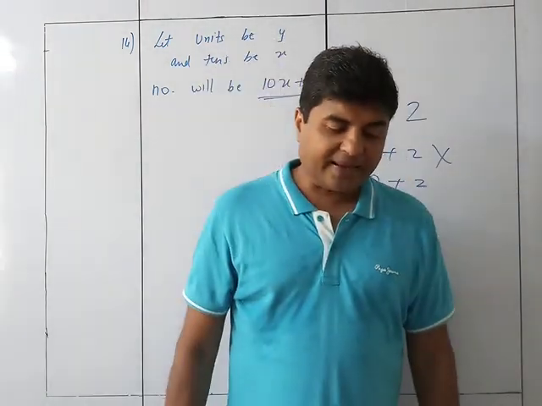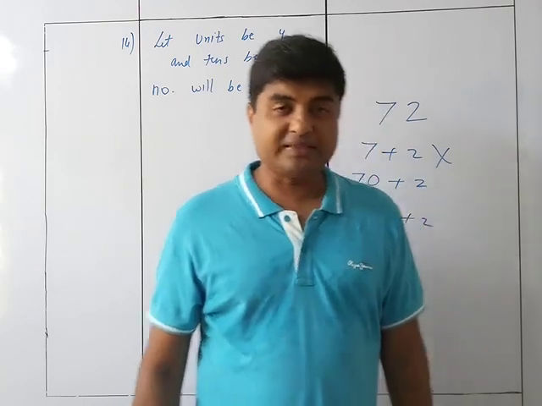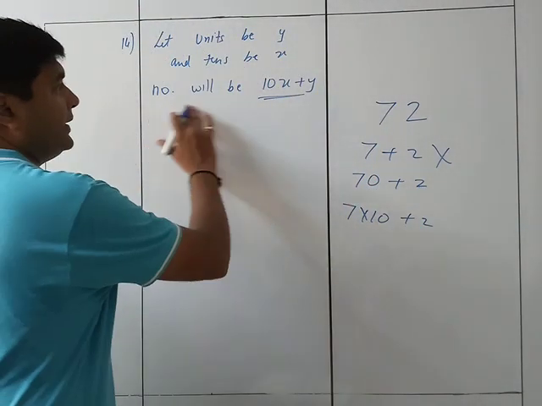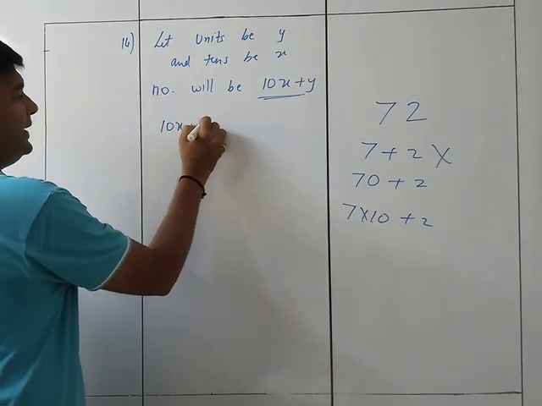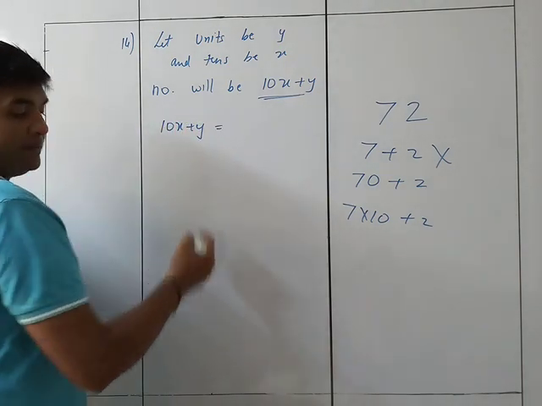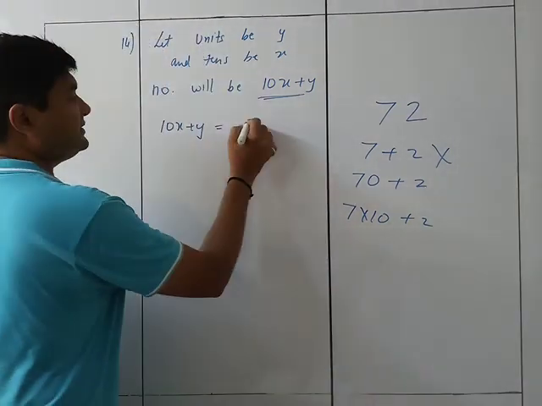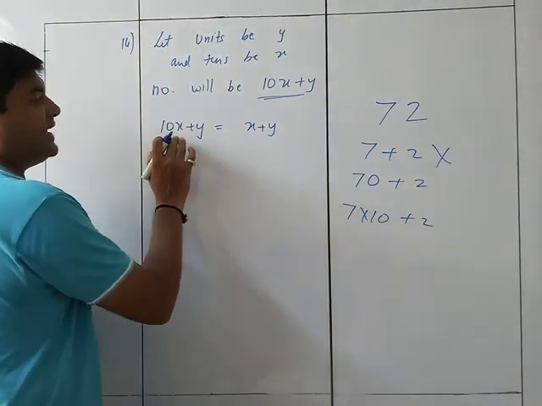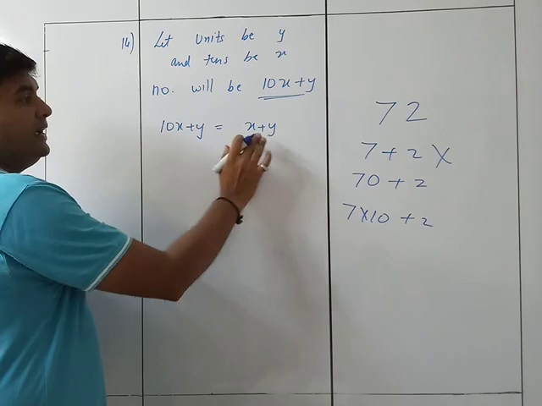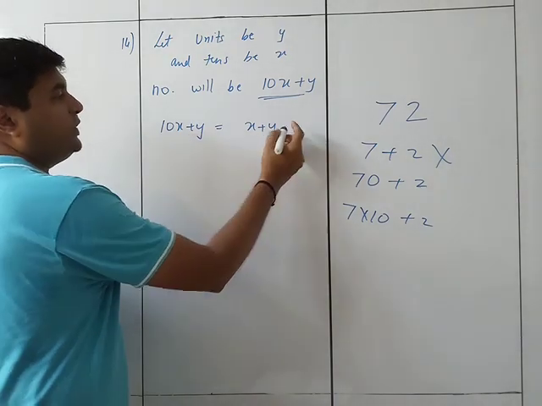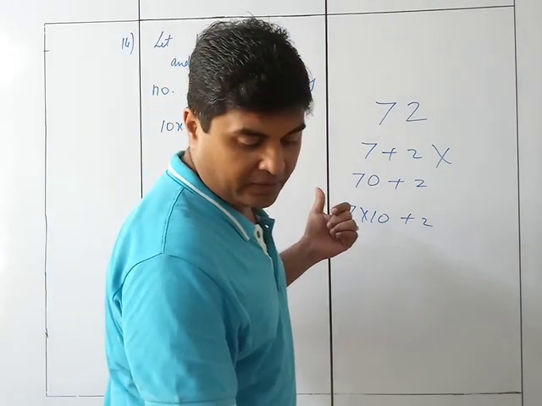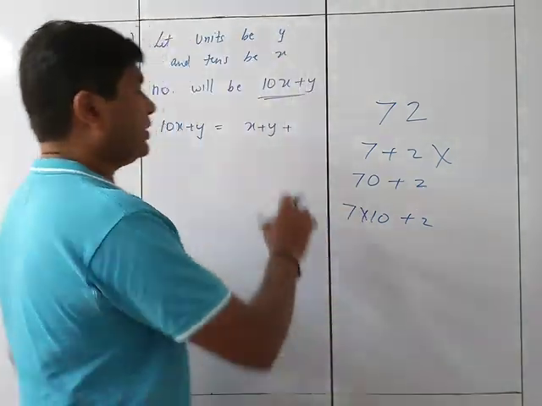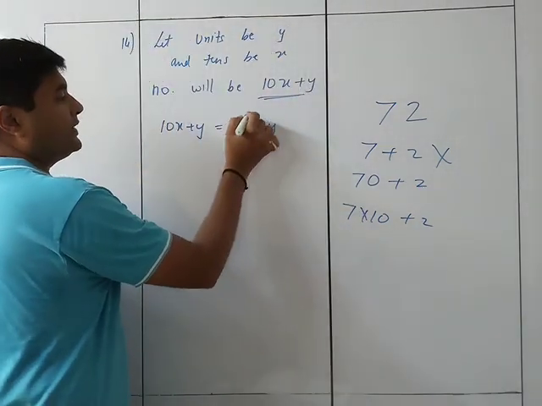A number of 2 digits exceeds 4 times the sum of its digits by 6. So it is given that a number of 2 digits exceeds, so this is 10x plus y is equal to, they are given a sum of the digits. What is sum of digits? x plus y. Now this thing is exceeding. That means if I want to make this equal, I need to add whatever is exceeding. So exceeding is 4 times, so it will be 4 times x plus y.